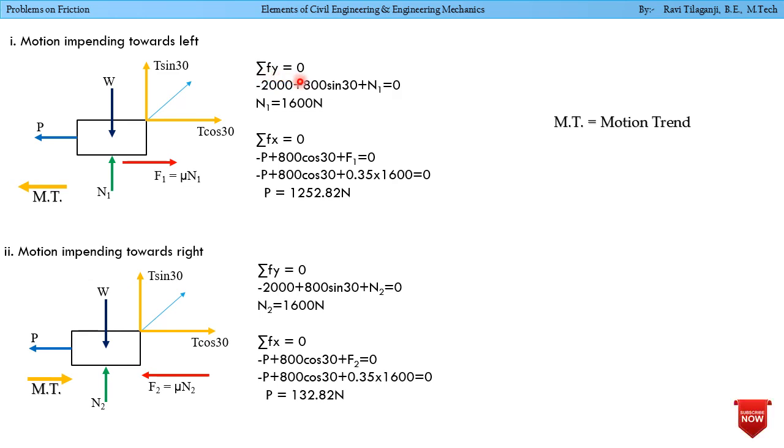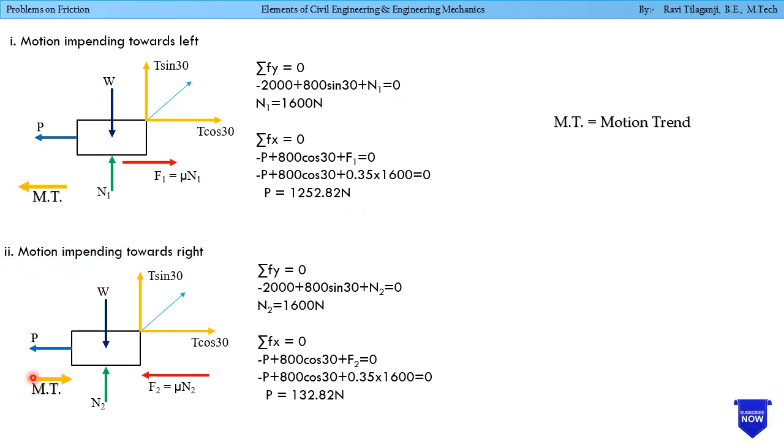Writing the equation along y axis, minus 2000 plus 800 sine of 30 plus N1 equals 0. So we are able to find N1 equals 1600 newtons. Now writing the values along x direction, minus P plus 800 cos 30 plus F1 equals 0. Minus P plus 800 cos 30 plus 0.35 into 1600 equals 0. Therefore, in the first condition, we are going to get the value of P equals 1252.82 newtons.